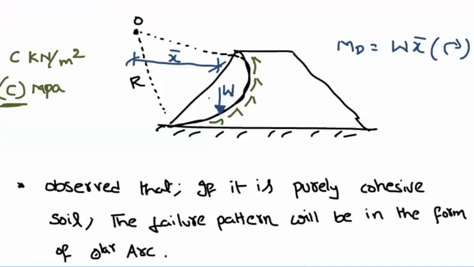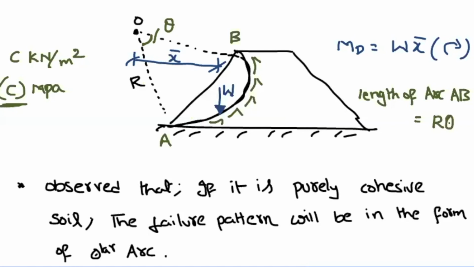So that means we have to find out the length of the arc. Let us say this is point A and this is point B. What is the length of arc AB? Let us say the subtended angle from here to here is theta. If the radius is r, then the length of arc AB will be written as r into theta. So this is the length of the arc AB.